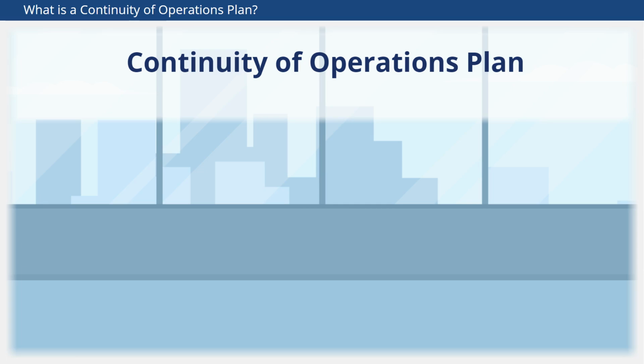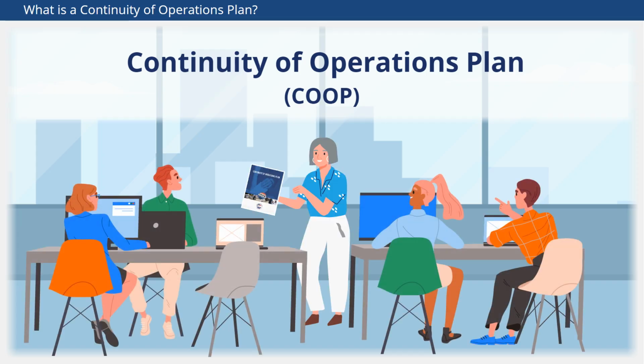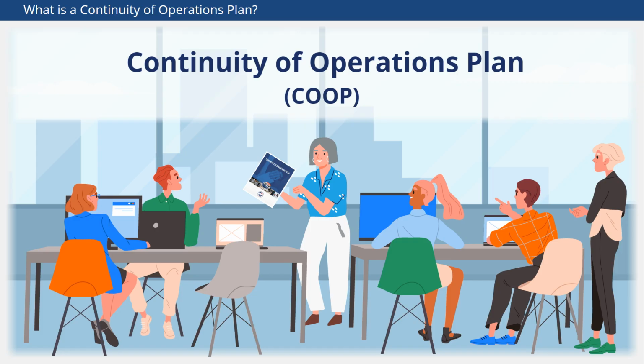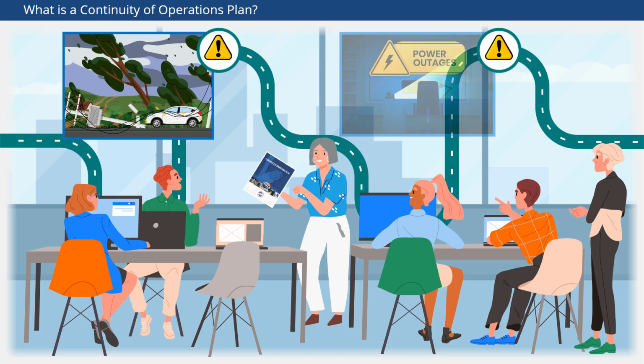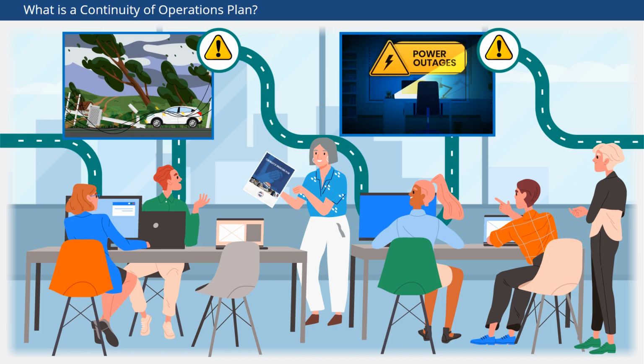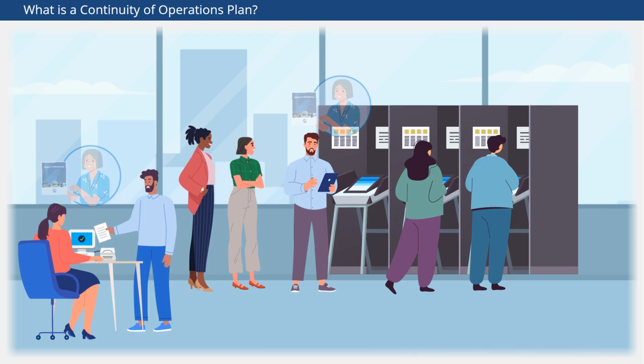A continuity of operations plan, or COOP, is a detailed plan that helps make sure that an election office can continue its critical operations, communicate effectively, and recover swiftly from disruptions. A COOP provides a roadmap for your response to any type of emergency, from natural disasters to power or technology outages. A COOP is essential to supporting the integrity of elections during unpredictable events.